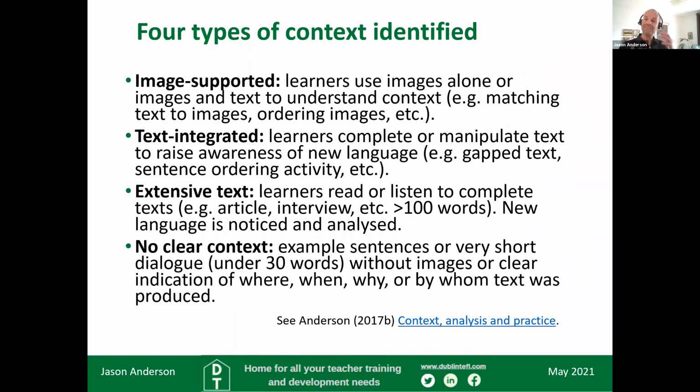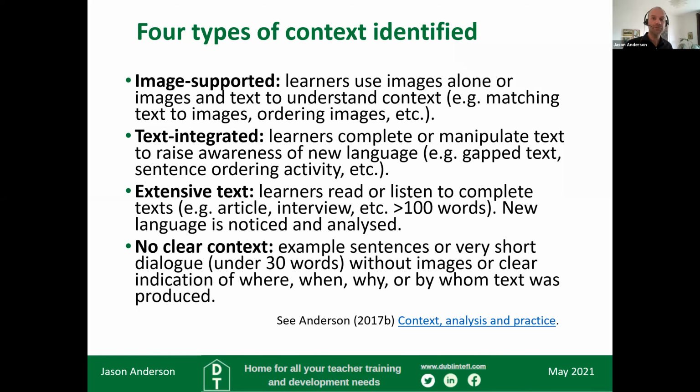Text integrated, where there's a text that learners have to manipulate in some way, for example, by completing it, by ordering bits of a text, such as sentences, also not very common. Extensive text, where learners read or listen to a text. For example, an article, an interview, and I made a division of over 100 words constituted what I called an extensive text. The new language in the text is then noticed and analyzed. And then there was a few examples where there was no clear context. The language was presented independently of any of the previous 3 types of context.